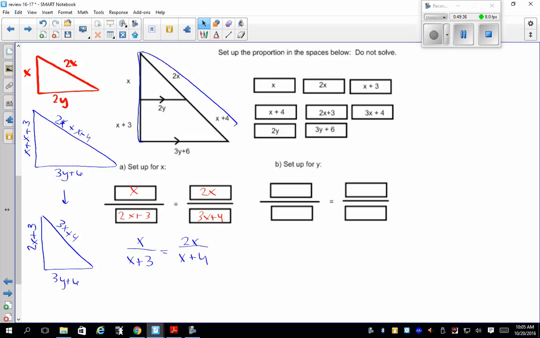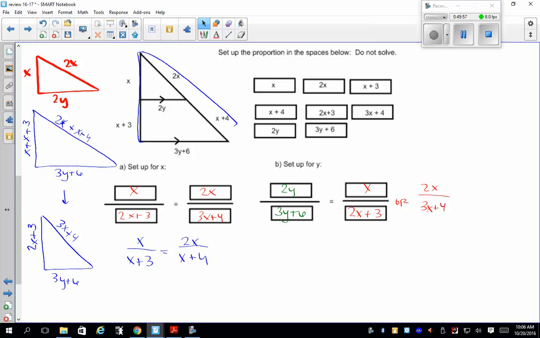For y, I'd have to use the two bottom parts because that's the only ones with y. 2y over 3y plus 6, and I can set it equal to any of the sides with x. So I could do x over 2x plus 3, or 2x over 3x plus 4.